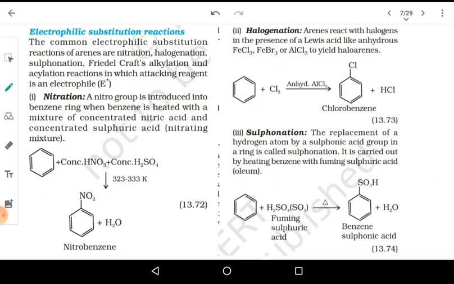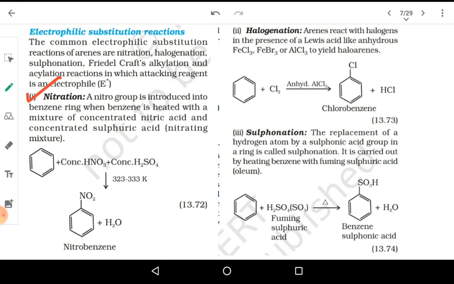So let's get started with the very first part, that is nitration. Now always remember, if we have benzene, we have 5 types of electrophilic substitution reactions: nitration, halogenation, sulfonation, Friedel-Crafts alkylation, and Friedel-Crafts acylation. These are the 5 different types of electrophilic substitution reactions which are undergone by benzene. So let us start with the very first reaction, that is nitration.